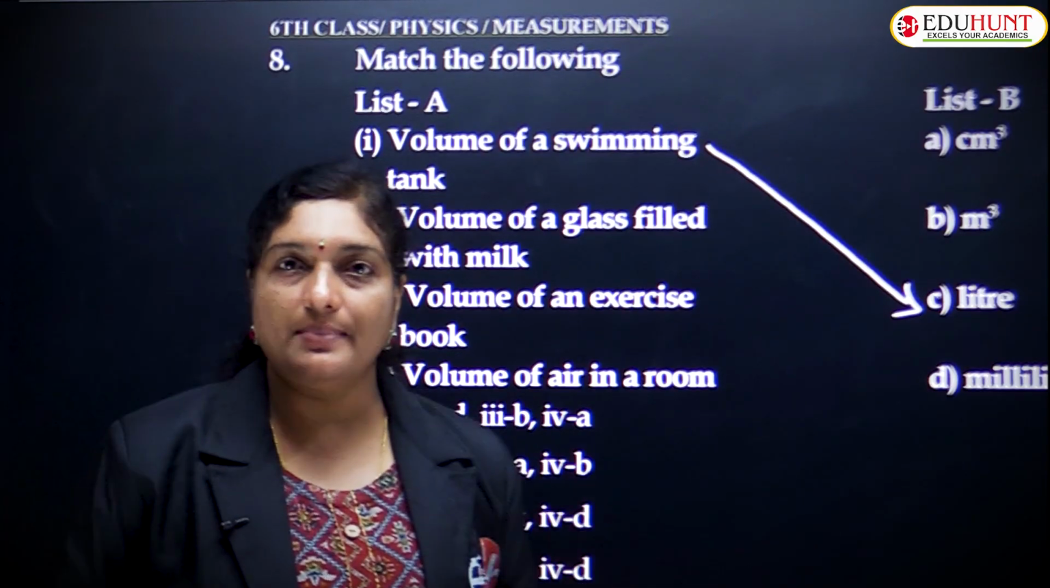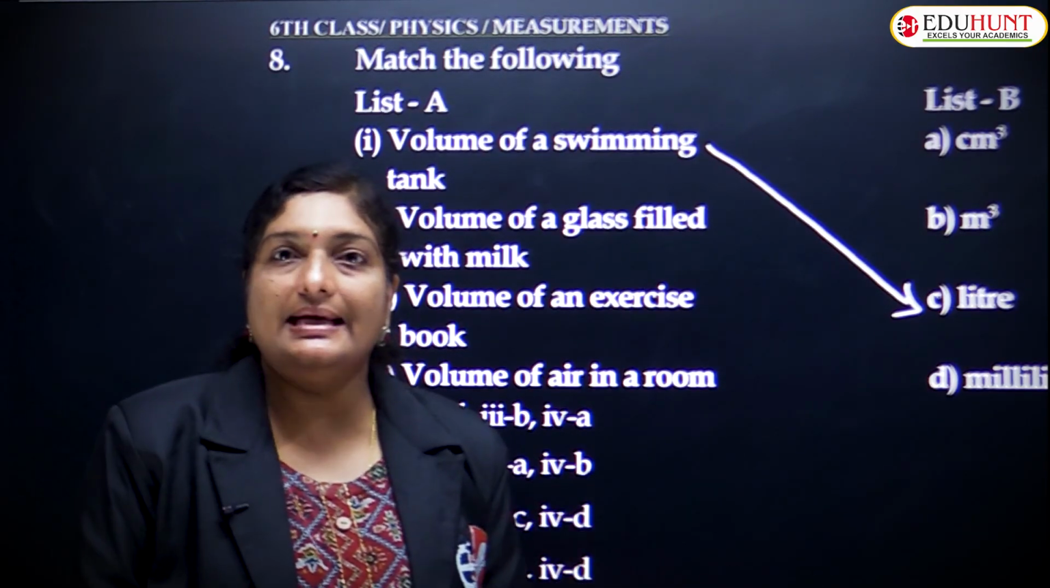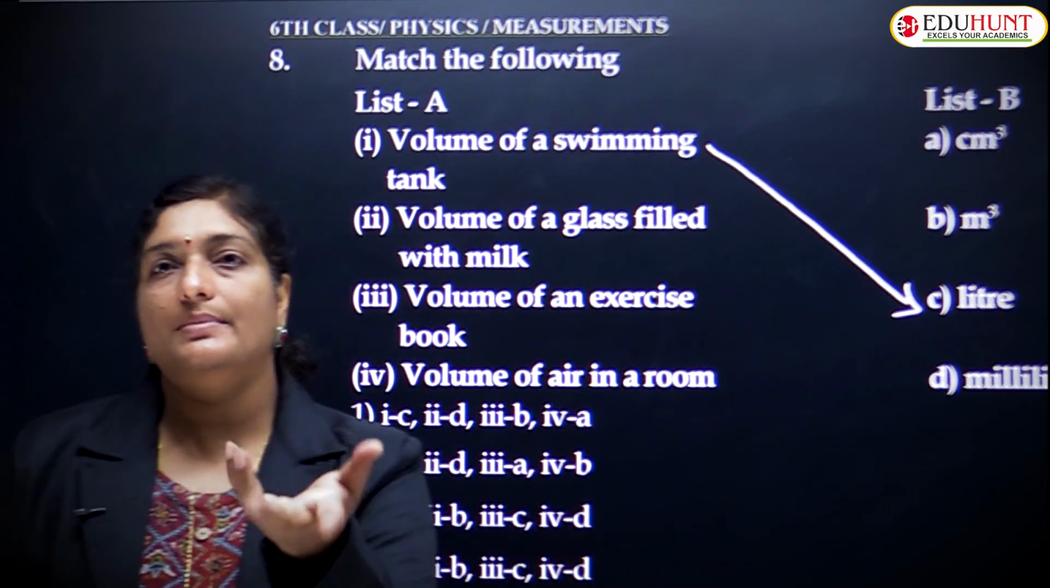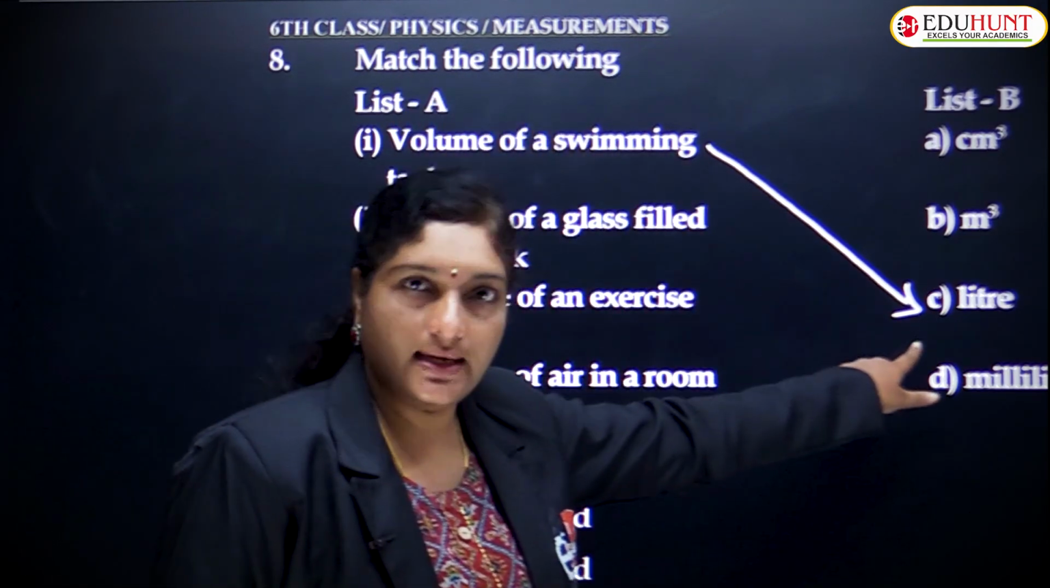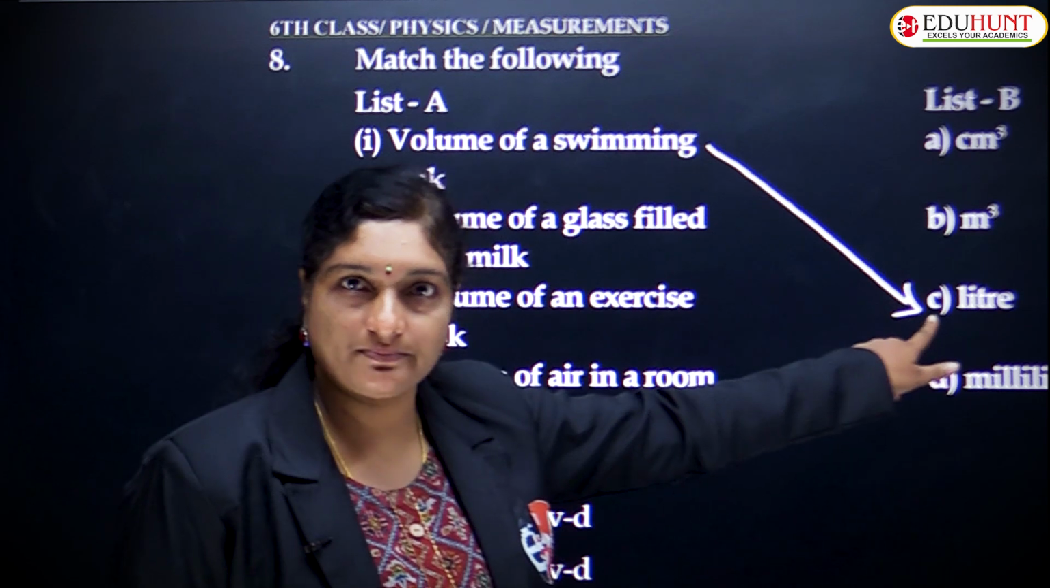Larger liquids are generally measured in liters, smaller liquids are generally measured in milliliters. So the volume of a swimming tank is measured in liters. Is it clear, children? Okay.